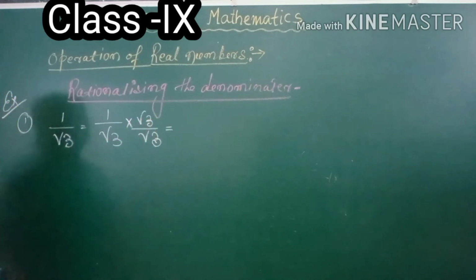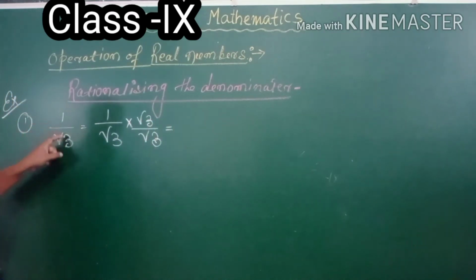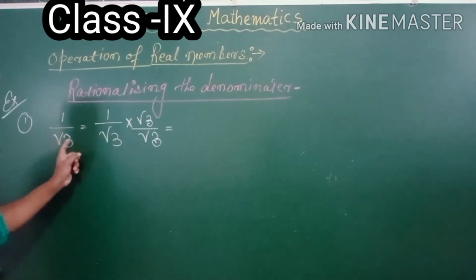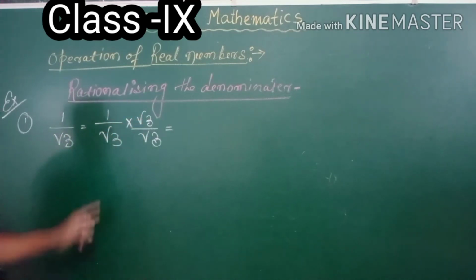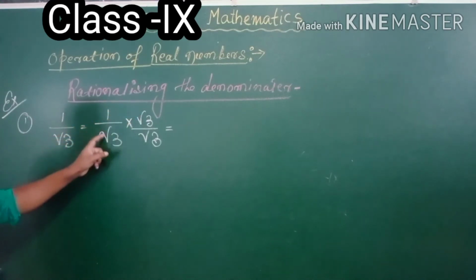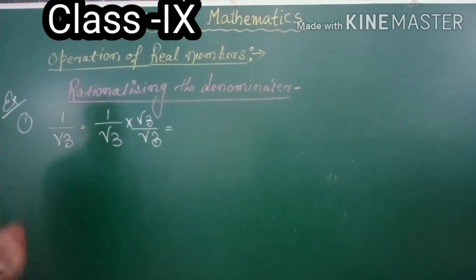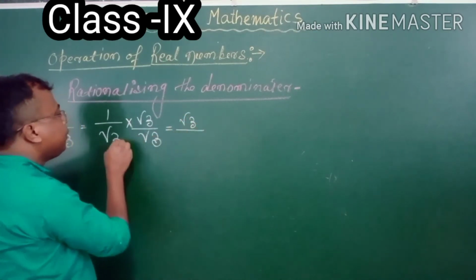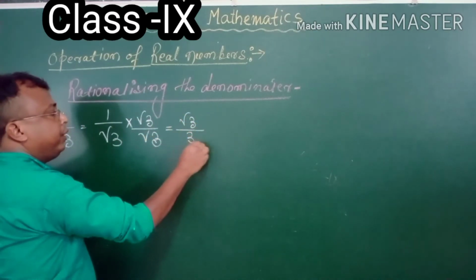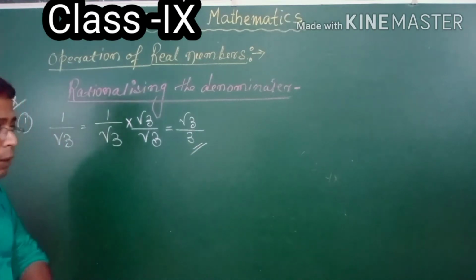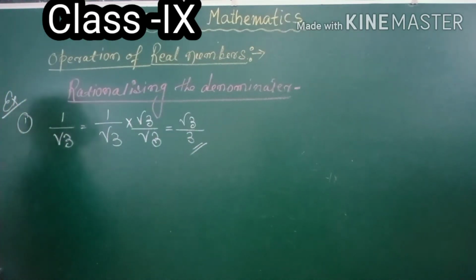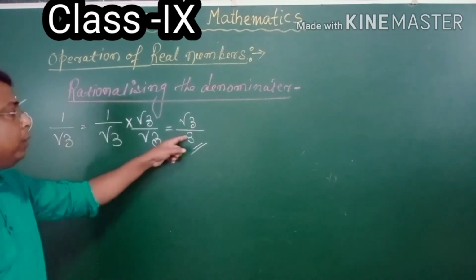Okay. क्या हमने इसमें डिनोमिनेटर में क्या था? रूट 3 था. तो रूट 3 को हमने न्यूमरेटर और डिनोमिनेटर से मल्टीप्लाई कर दिया. ओके. सो नाउ रूट 3 into 1 रूट 3 into रूट 3 हो गया. इज इट क्लियर? फिनिश्ड. Now do you see the denominator become what? Rational. Okay. The denominator became rational.